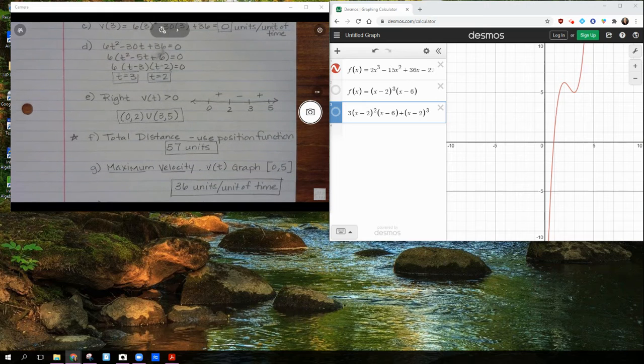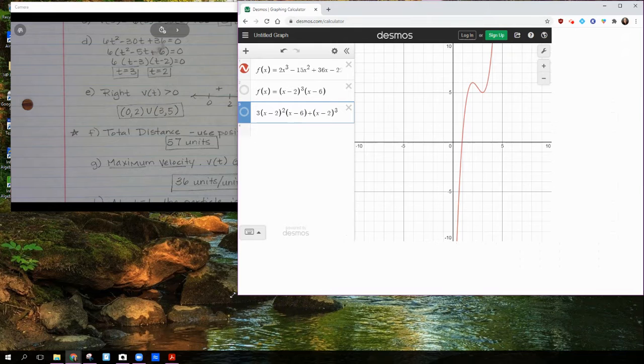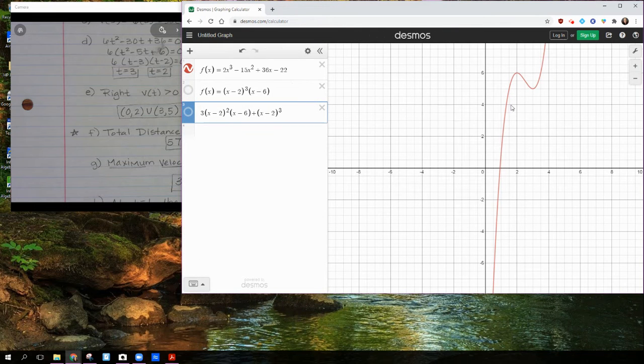Now, total distance. This one was commonly missed. So I want to show you how to do this one so that it's kind of easy for you. So total distance is needing to use the position function. So we are given the position function, and I have that graphed over here using Desmos. So let's see, maybe I can make this a little bit larger for us. Okay, so here's your position function, all right?